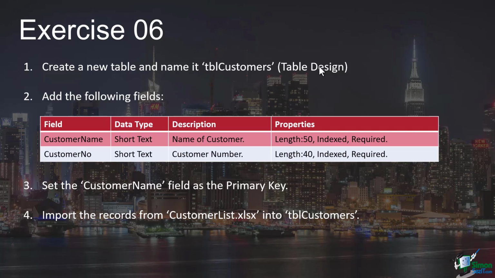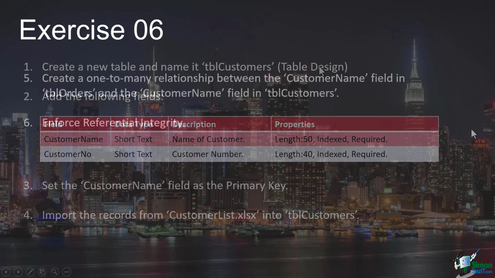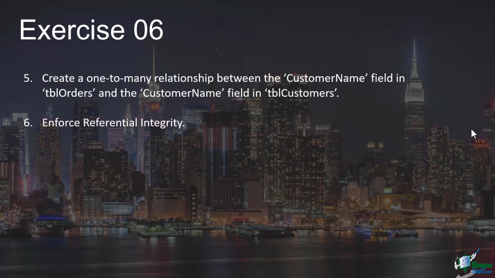I'd like you to set the customer name field as the primary key for the table. And then I'd like you to import the records from customerlist.xlsx into Tibble Customers. And you'll find that file in the exercise files folder. Once we've imported those records, I'd like you to go in and create a one-to-many relationship between the customer name field in Tibble Orders and the customer name field in Tibble Customers. And make sure that you enforce referential integrity. So that's it for this exercise. If you'd like to see my answer, then please keep watching.